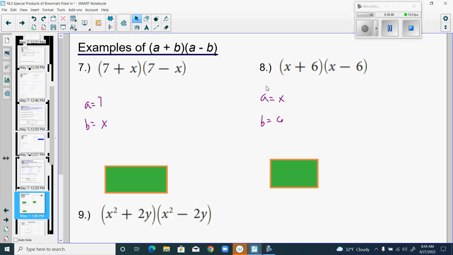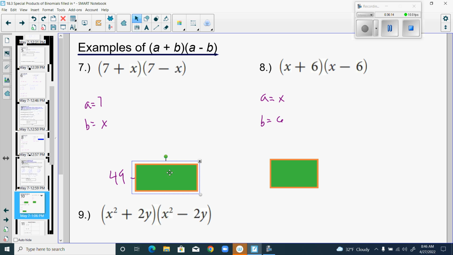All right, so hopefully you had enough time to finish these. So let's see what you got. So for number 7, you should have gotten, again, square the first term, square the second term. 7 squared is 49. And the square of the last term, x, is x squared. So you should have gotten 49 minus x squared. Number 8, square the first term. x is the first term, so square that, you get x squared. Second term is 6, so you should have gotten negative 36.